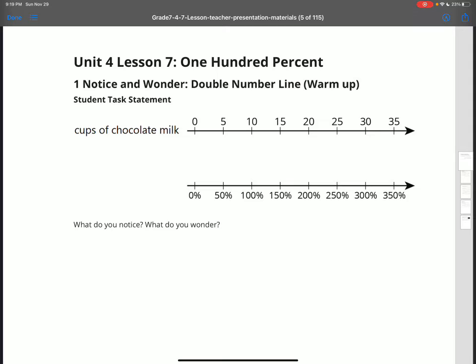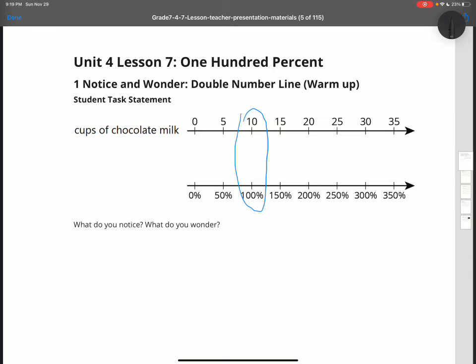I notice that whenever it's 0 cups of milk, that represents 0%. Whenever it's 5 cups of milk, it's representing 50%. I notice 10 represents 100%, which means that 10 must be, and this is just an assumption, the original amount or the full serving or whatever, who knows. 15 represents 150%, 20 represents 200%, and so on and so on. So it says, what do you notice? What do you wonder? I already pointed out what I noticed.